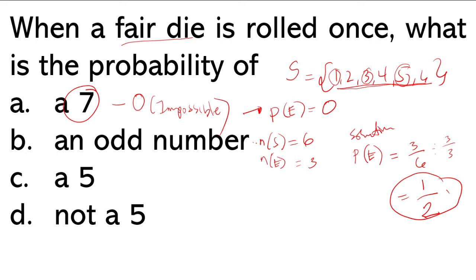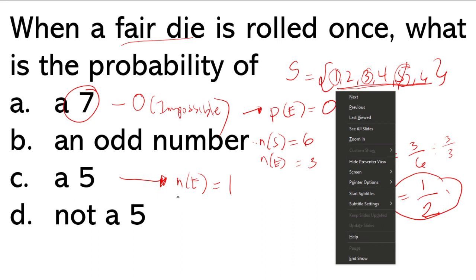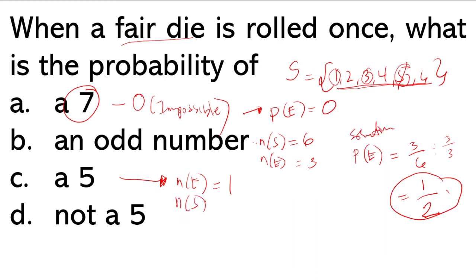Next, a 5. A 5 naman daw tayo. Makakuha tayo ng 5. So, ang 5 ay ilan? Sa isang fair die, ilan ng 5? Ang 5 natin sa fair die is isa lang. Isa lang naman ng 5 dito. Ito lang. Okay? And then the total number of outcomes is 6. So what is now the probability? So the probability of getting a 5 is equal to 1 over 6. Yun na yan.